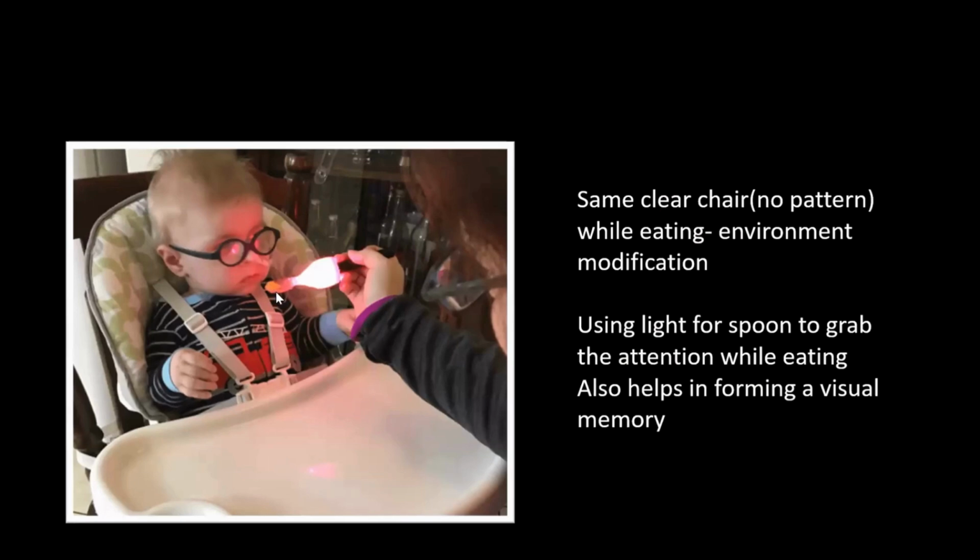In this, the same, while eating, the mother uses a yellow spoon, so that makes the child interested in eating as well. And also in the food and the spoon, it's very important to use the same plate or the same tray while eating, and it should be a no pattern tray. So this also helps in forming a visual memory.